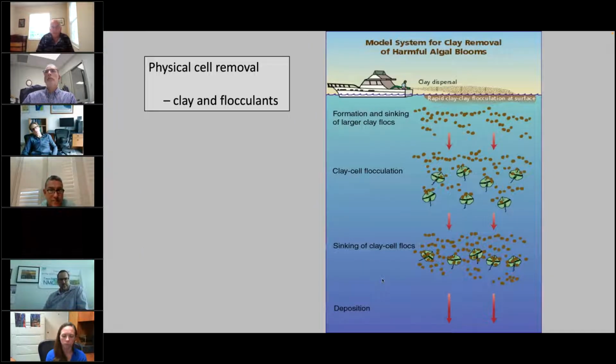Well, you can see here in this image, if you have a boat and you spray a solution of clay, which consists of tiny little particles, when they get into the seawater, they aggregate with each other and with red tide cells, and they become heavy and will sink and will carry that bloom to the bottom, and in some cases even destroy the cells during what's called the flocculation or aggregation process.